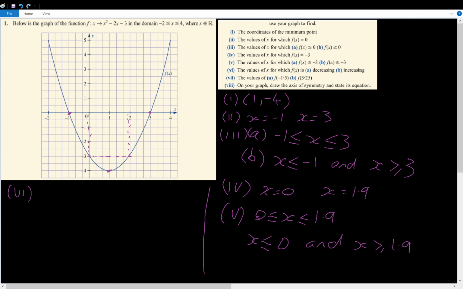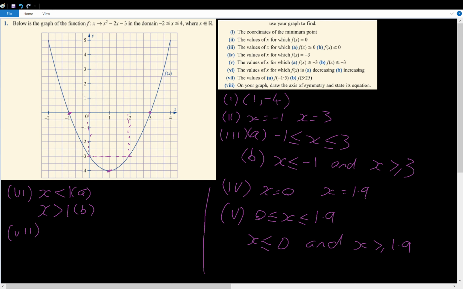For part 6, we're asked for the values of x for which f of x is first decreasing. So that's where the line, reading from left to right, where the curve goes down. So that happens when x is less than 1. That's the first part, so that's part A for that. And then for part B, we're asked for when it is increasing, and that's going to happen after 1, where the line is going back up again. So in this case, we're going to say x is greater than 1. And that's our part B for this question.